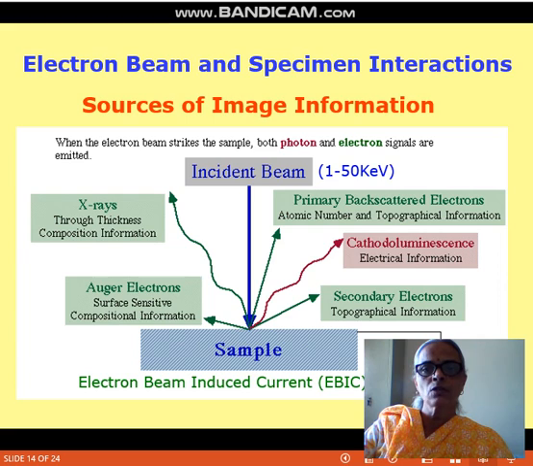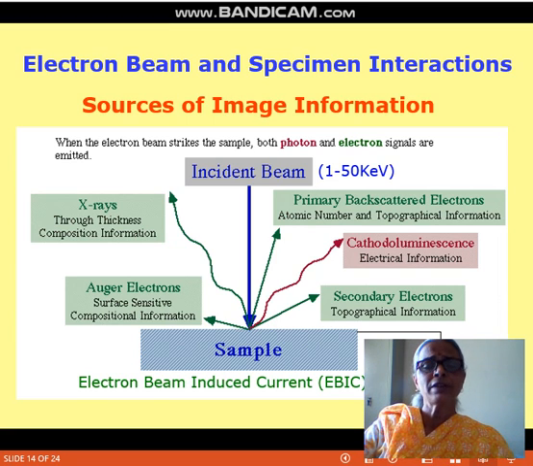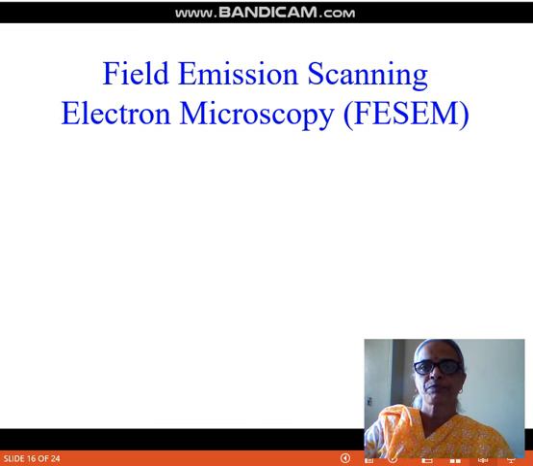So the sources of image information you are getting are via different types of electrons. X-rays, Auger electrons, cathodoluminescence, secondary electrons, and the primary backscattered electrons are used to generate the images and to understand the different information. So you can see the images with these various magnifications.